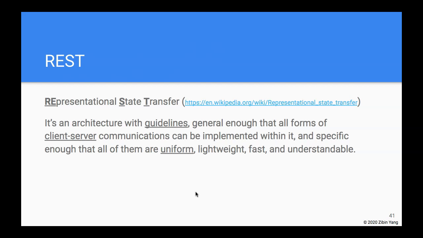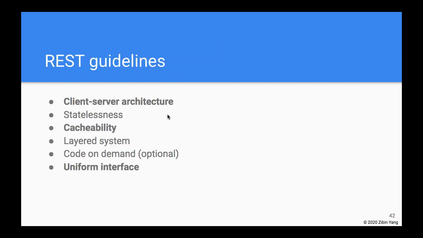So I said that it's a set of guidelines. There are actually 6 guidelines. It's a client-server architecture. It's stateless. It can be cached. It's a layered system. And then there's code on demand and uniform interface. So the things that are most important, at least in my mind, are client-server architecture, cacheability, and uniform interface. So let's see what each of those 3 guidelines mean.